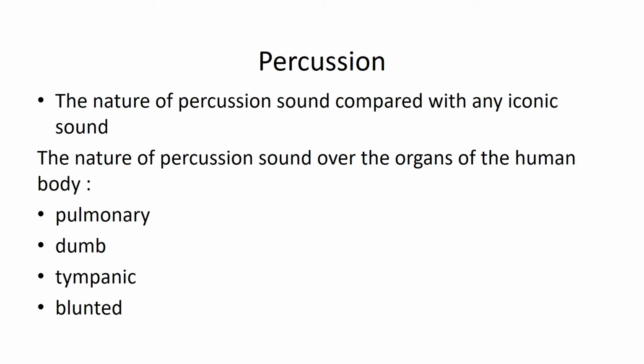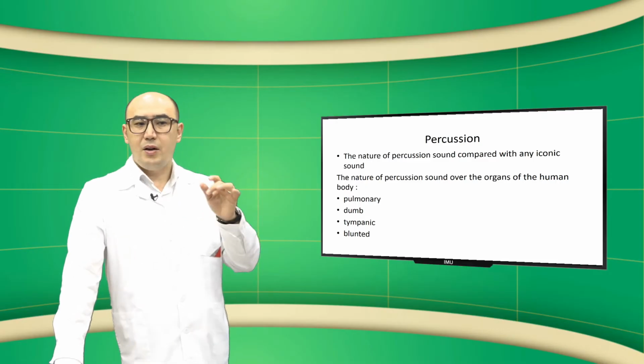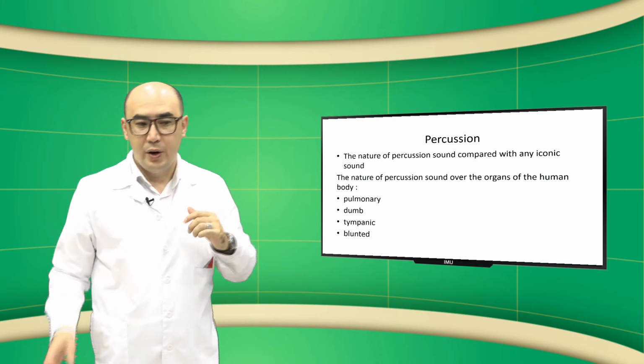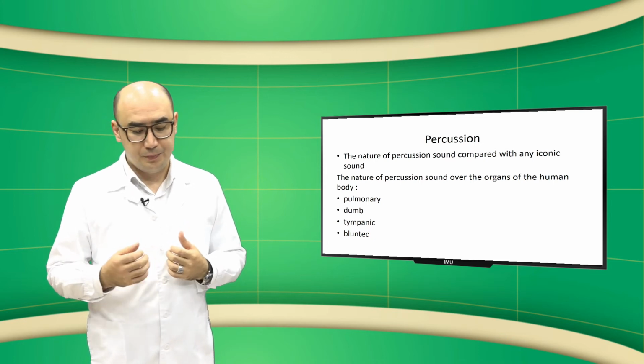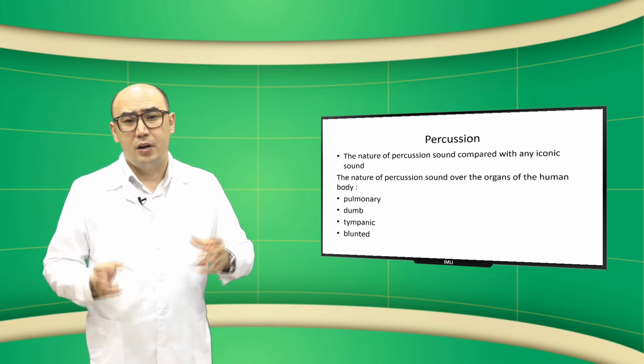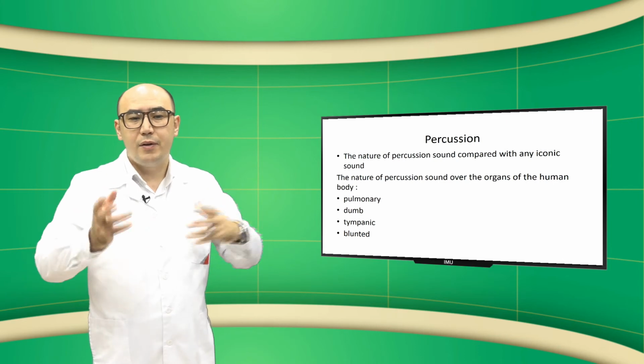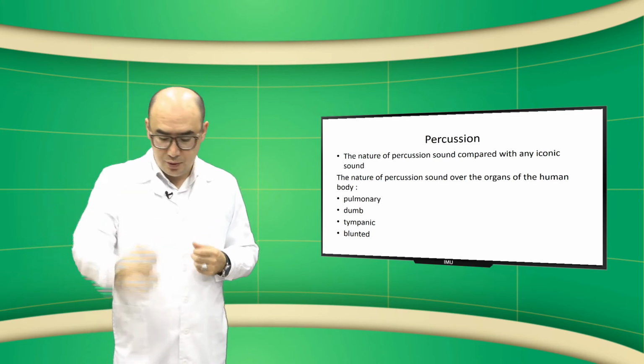The nature of the percussion sound is compared with musical sounds. Over the organs of the human body, the percussion sound can be pulmonary, dull, tympanic, and blunted. So these are the four types of sound. Each organ has its own sound when you are doing percussion. But percussion also depends on disease: if there are diseases in several organs, the type of percussion sound will change.